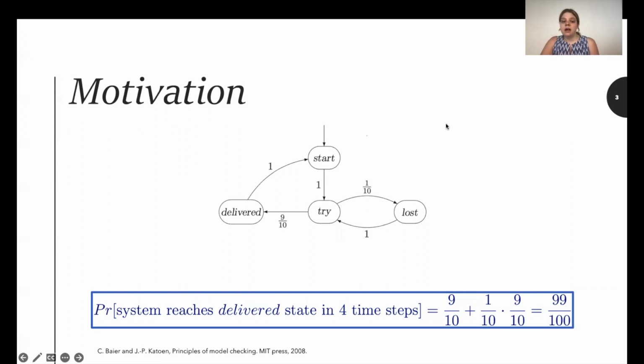We can see here that the probability that the system reaches the delivered state within 4 time steps can be computed by adding together the probabilities of the paths that satisfy this property. Here, start to try to delivered is a path that satisfies this property and occurs with 9/10 probability. And then the start to try to lost to try to delivered path is the other path that satisfies this property, and that occurs with 1/10 times 9/10 probability. So overall, the probability that the system reaches the delivered state in 4 time steps is 99%.